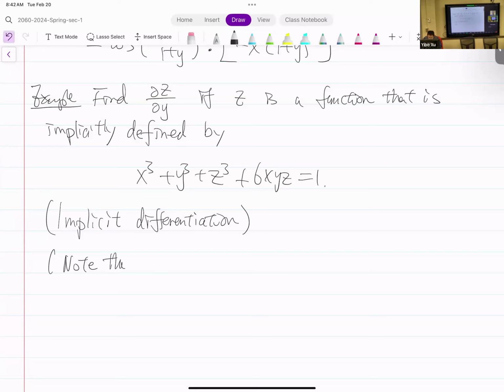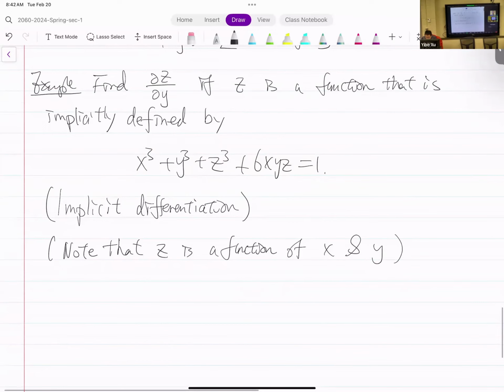Note that z is a function of x and y. So here, the only thing different is that z is treated as a function. It has two variables. So basically when x changes, z will change. When y changes, z will change. So that's the situation here.